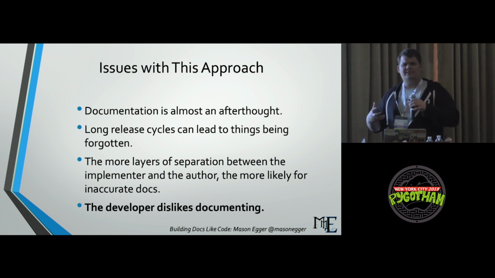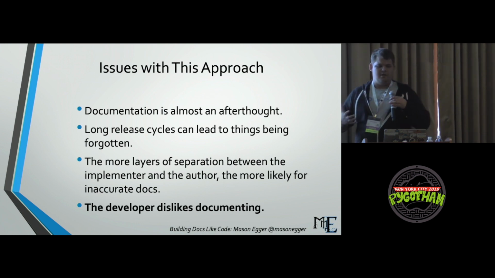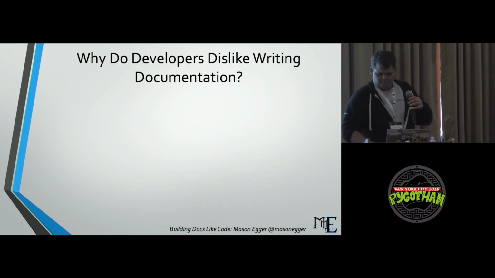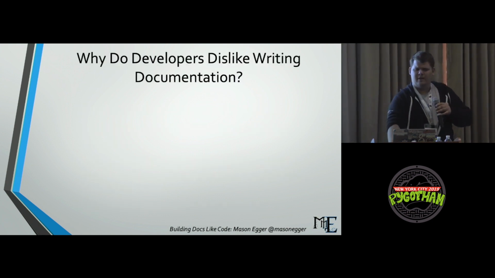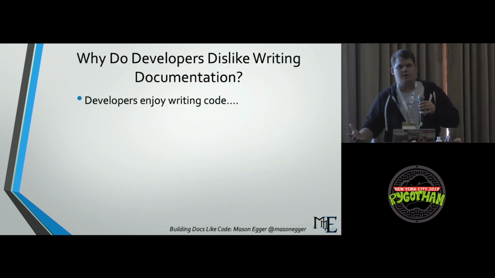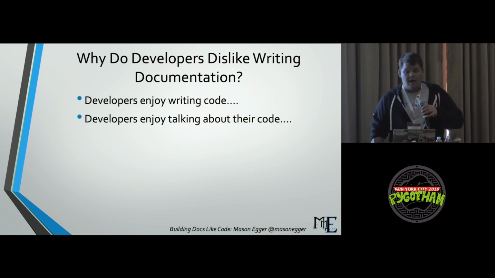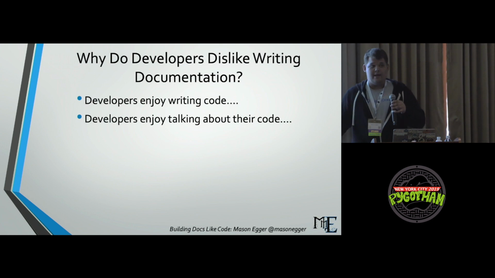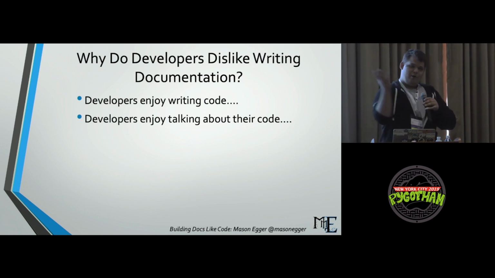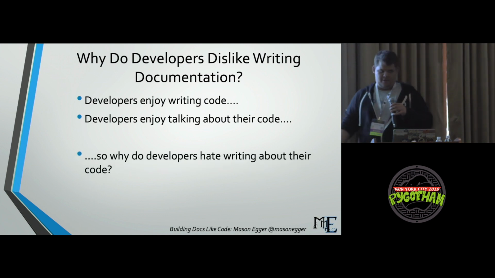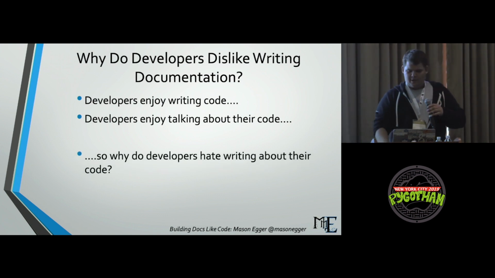We need to figure out and ask ourselves, why do developers dislike documenting their code? I mean, it really doesn't make that much sense if you think about it. Developers enjoy writing code, and I've been to a lot of conferences and I've talked with a lot of you. You all love talking about what you're doing and talking about your code. So if you enjoy doing the thing and you enjoy talking about the thing, why can't we enjoy writing about the thing? It seems almost like a no-brainer.